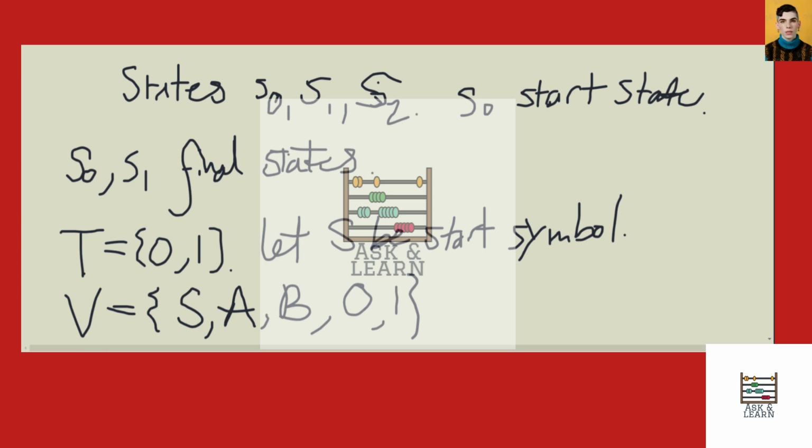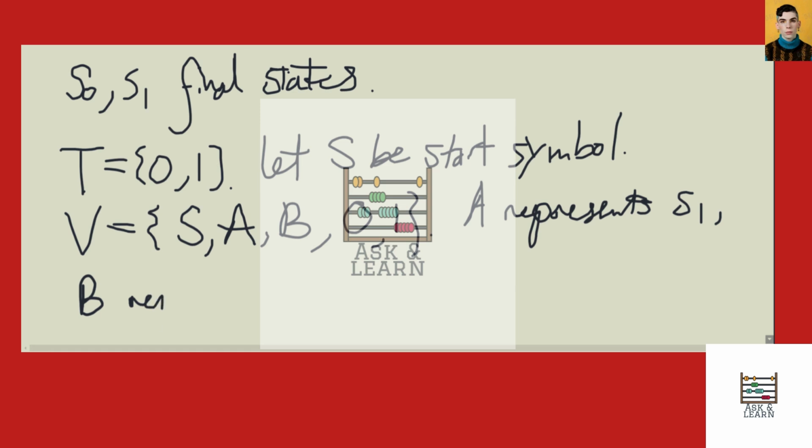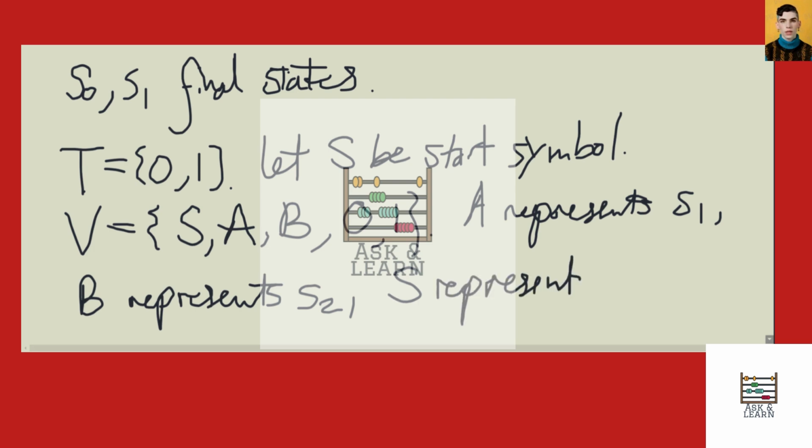First of all, let's make some representations. A will represent, looking at our figure, state S1. B will represent state S2, and of course, the start symbol S represents the start state S0.